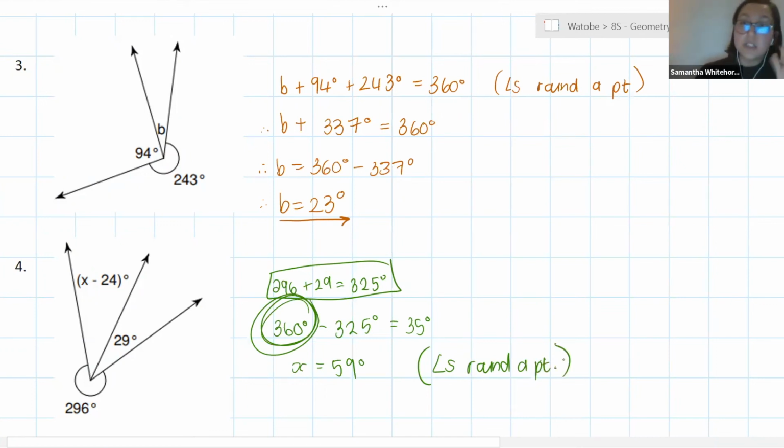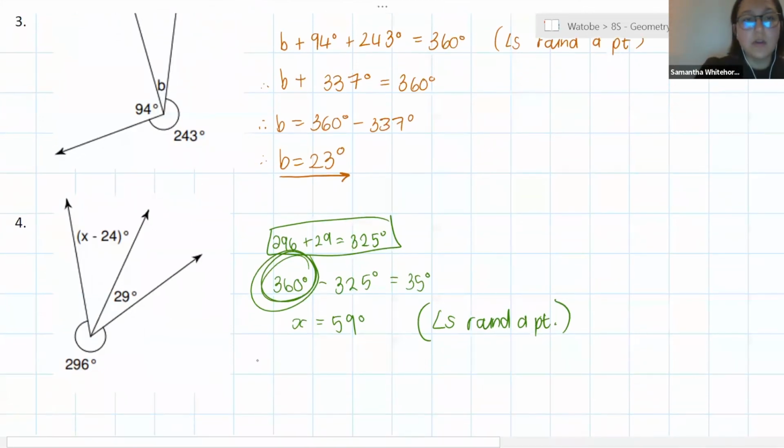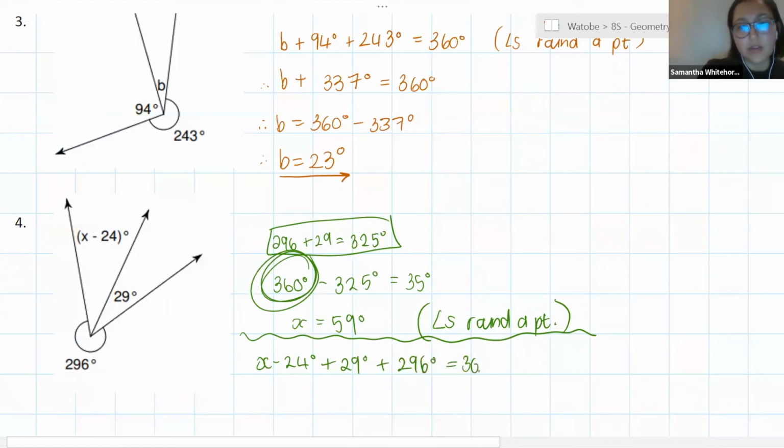Right, so guys, what's quite interesting about the way Mpo worked through the solution is that, yes, it's important to set up an equation, but it is also important to think about how all of these angles work together in order to create that overall 360 degrees. So all of the thinking here we can put into an algebraic equation, because we know that x minus 24 degrees plus 29 plus 296 must give me 360 degrees. And that statement has the reason, angles round a point.